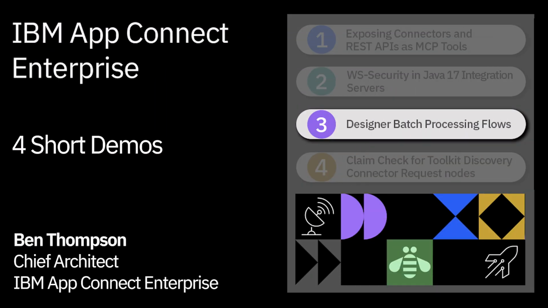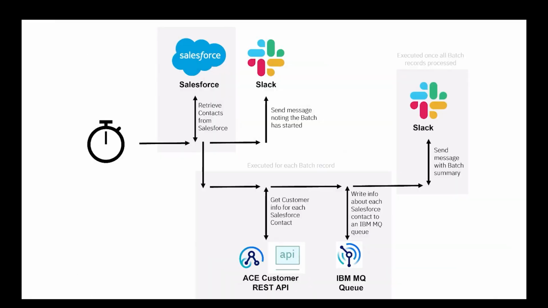This demo shows the new batch process action in Designer that can go in an event-driven flow or in a REST API. Our scenario is triggered by a scheduler node and then ACE retrieves a set of contacts from Salesforce. This data set is passed into the batch process which runs asynchronous to the main part of the flow. In our scenario, we're going to use a Slack node to send a message indicating that the batch has started.